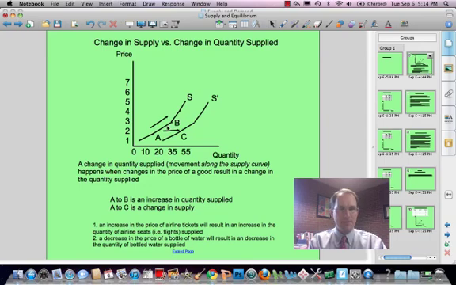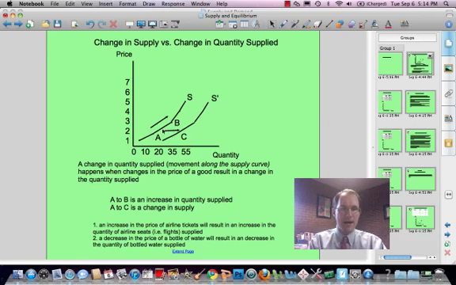A couple of examples of that. An increase in the price of airline tickets will result in an increase in the quantity of airline seats. So if airlines see that the prices are going up, they are more likely to add more flights, which allows them to add more seats. On the other side, a decrease in the price of bottled water will result in a decrease in the quantity of bottled water supplied. So you take this arrow and turn it over, and you're going to see what happens as you decrease price. So that's movement along the supply curve.